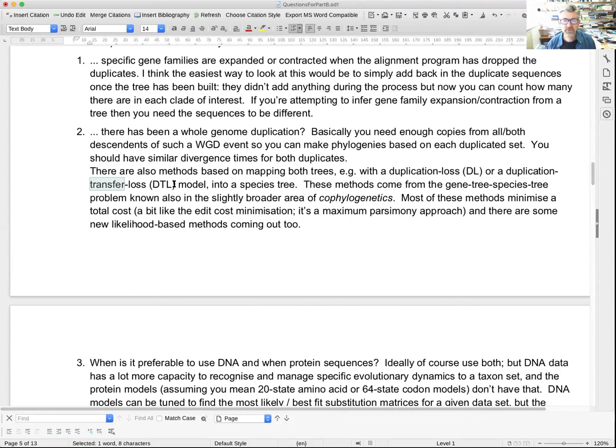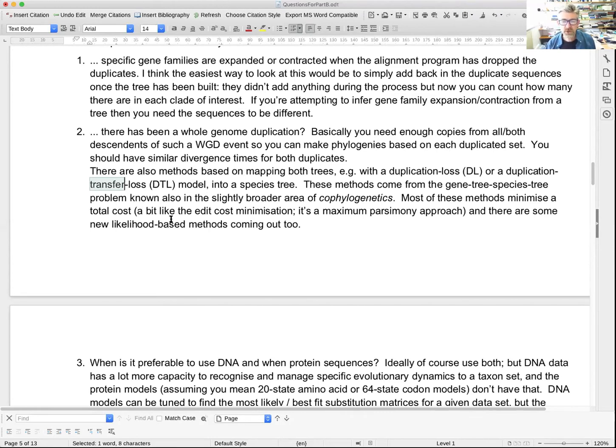There are plenty of methods for this, and these methods usually minimize some kind of total cost. You might remember from the other day, we spoke about edit cost for alignments. It's a bit like that. It's simply adding up a weighted sum of the sorts of events that you need to include, like losses, co-speciation events, which don't cost anything usually, horizontal transfers, and duplications. And that can give you a total cost on one of these maps of the locus tree, gene tree into the species tree.